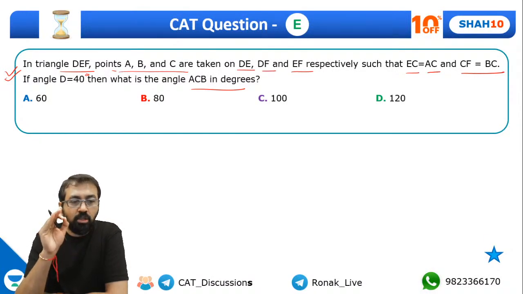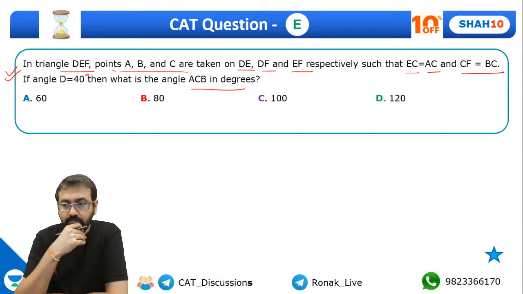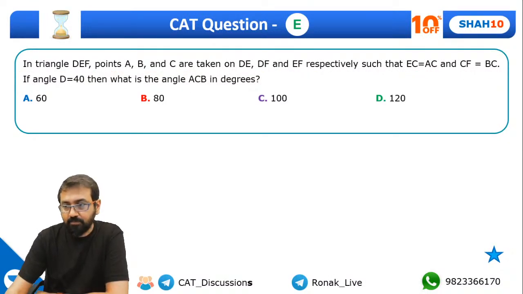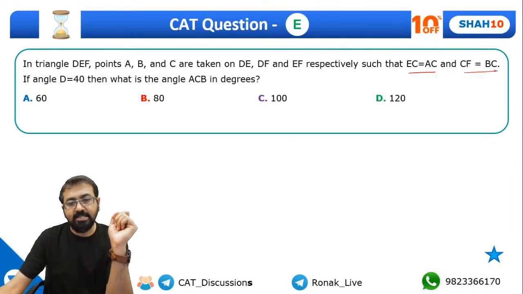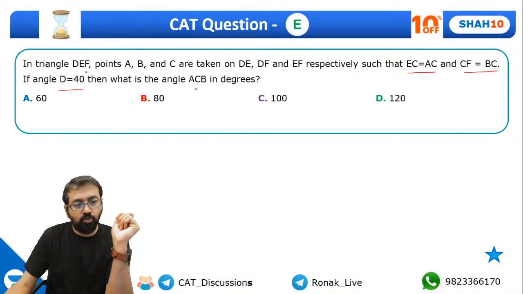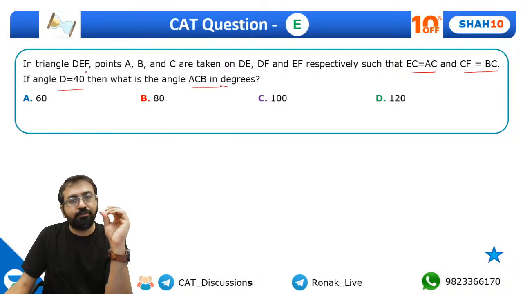So guys, quickly draw the diagram first. What will be the diagram? Points A, B and C are taken on DE, DF and EF respectively, such that this holds true. EC should be equal to AC and CF should be equal to BC, right? And angle D is 40 degree. So what is angle ACB in degrees? This is what you need to find out.